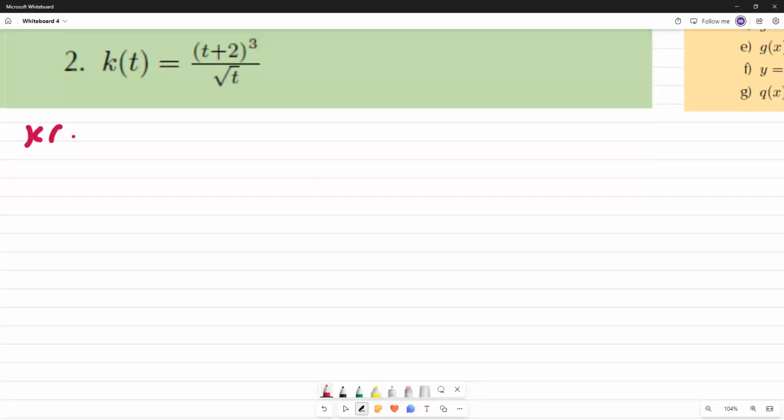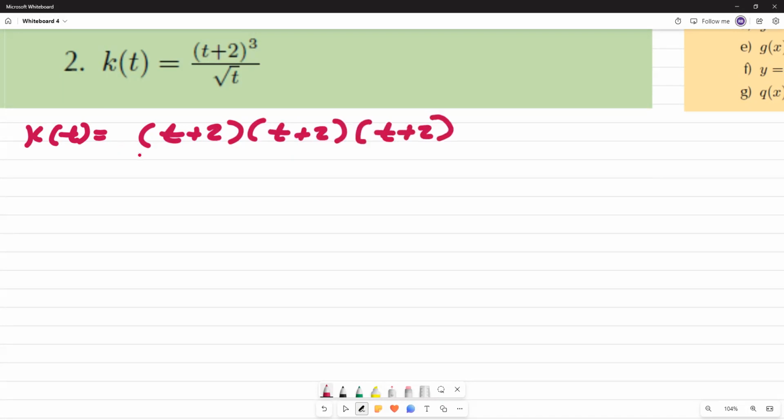Okay, now we need to simplify k of t. I'm going to have 3 brackets there because of a cube: t plus 2 and another t plus 2, all over the square root of t. Before I FOIL, I just want to discuss the root.